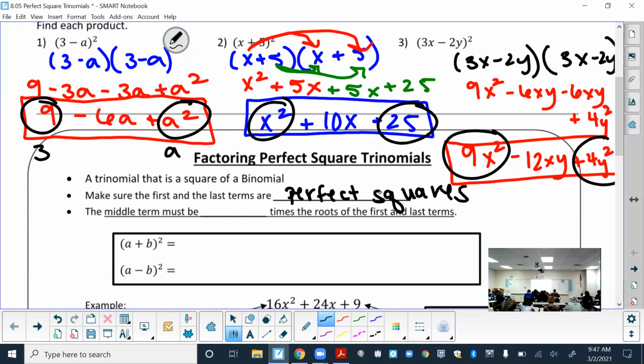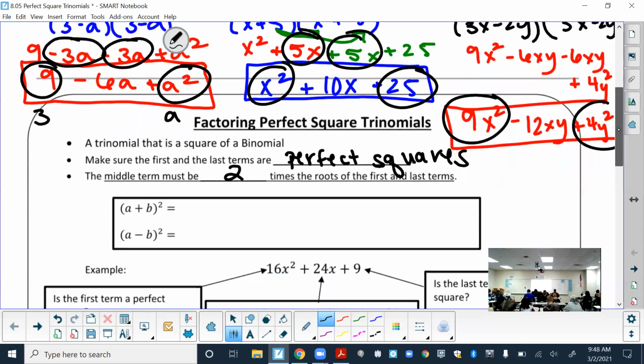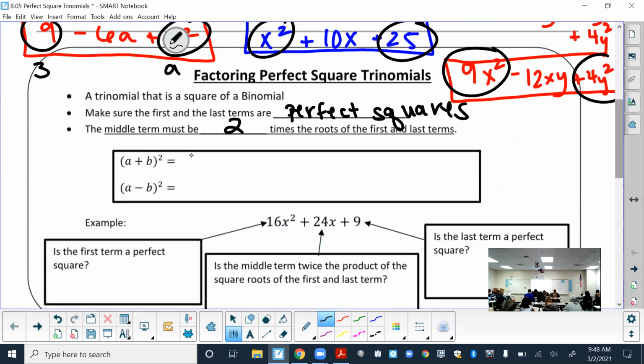All right, now the next thing is that the middle term has to be 2 times the roots of the first and last terms. And I'll explain that a little bit more later. But notice like when we FOILed this out, we got this twice. We got this twice. All right, so the middle term has to be 2 times the roots of the first 2 terms, or the first and last term. Questions about that so far?